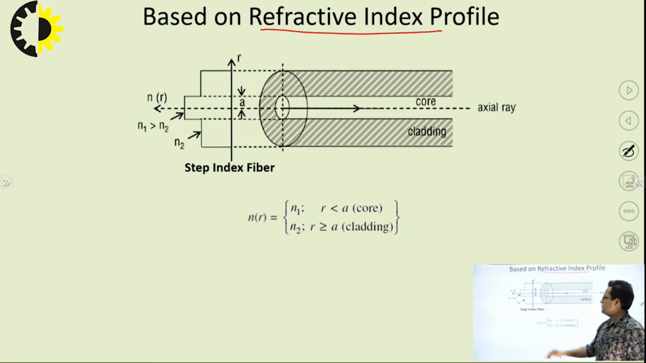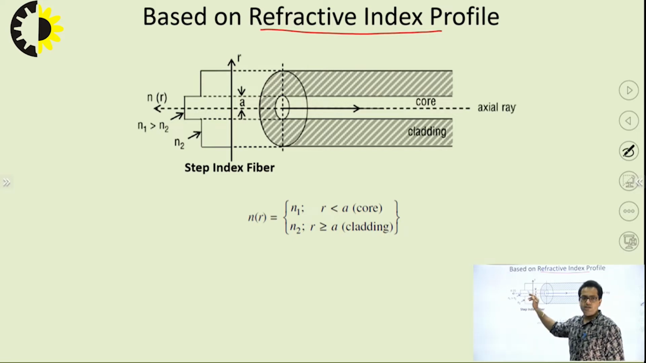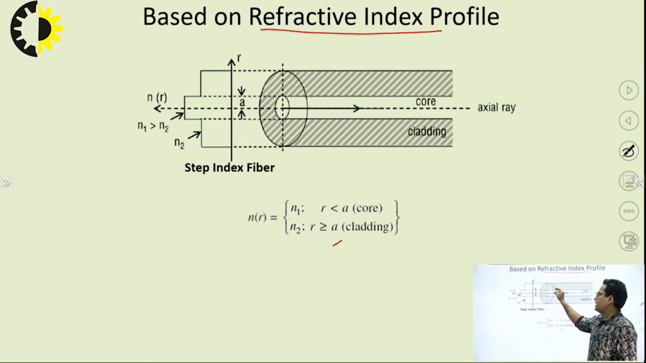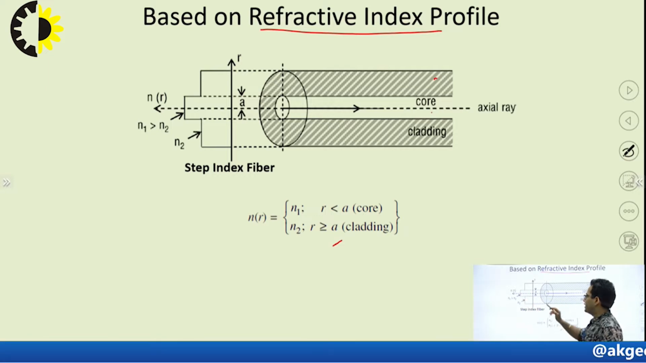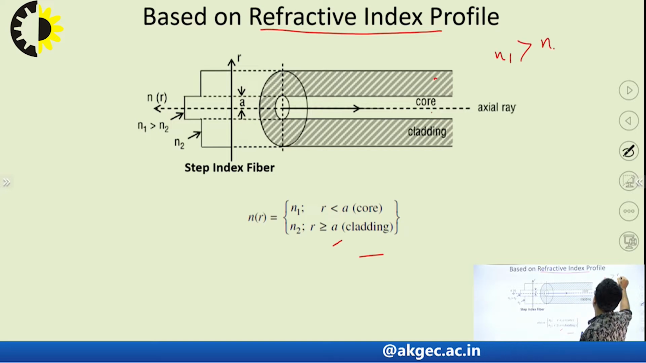As we have already discussed, there will be a sudden change in the refractive index. This is the fiber and this is the center axis of the fiber. We already know that this is the cladding and this one is the core. So from the central axis of the core, we can see the refractive index of the core. We all know that the refractive index of the core is greater than the refractive index of the cladding.